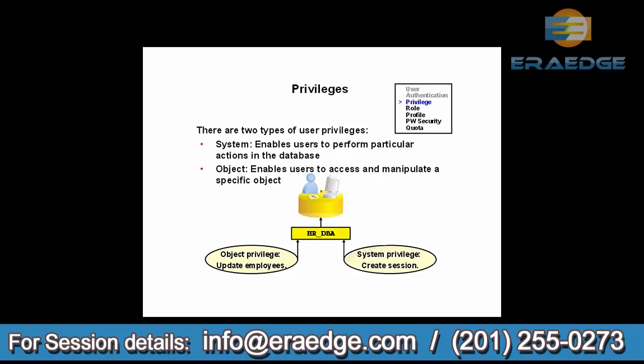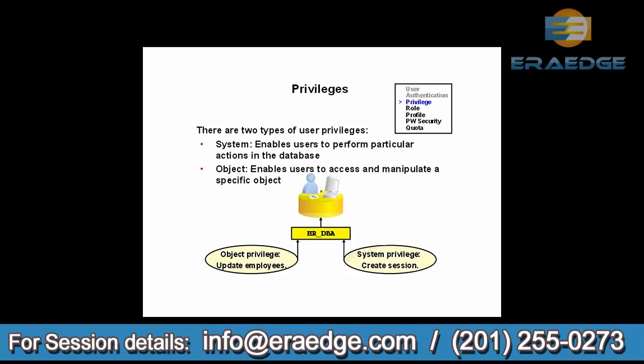Okay, next is your privileges. There are two types of user privileges: system and object. System level privileges enable a user to perform a particular action in your database. That is, they let you change the structure of your database, like create a new tablespace or a new table, or a data file, alter the structure of your database, or add new files to the database. That is basically system privilege.